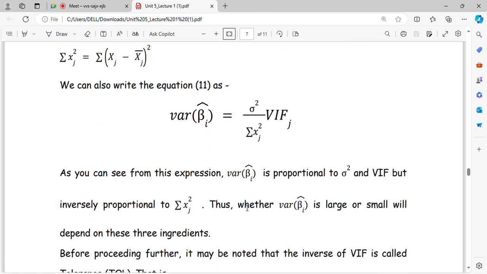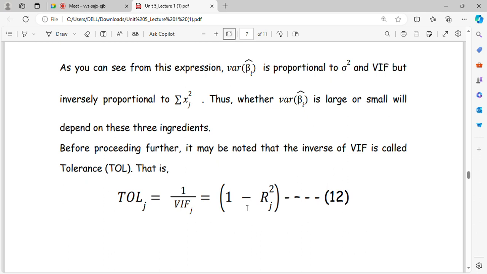As we can see from this equation, the variance of beta j hat is proportional to sigma square and VIF, but inversely proportional to summation xj square. Obviously it will be inversely proportional, because if the deviations in the explanatory variable increase, then the variance will decrease. Thus whether the variance of beta j hat is large or small will depend on these three ingredients.